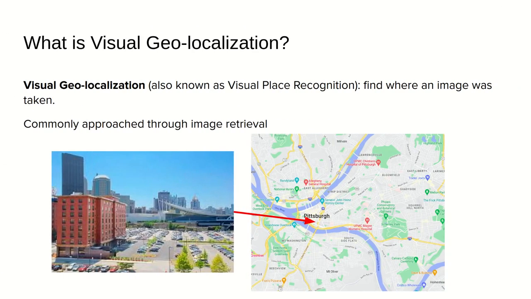This work focuses on the task of visual geolocalization, also called visual place recognition, which is the task of finding the location where a given photo was taken. This is commonly approached through image retrieval, where given a large database of images with GPS coordinates, the goal is to find the most similar match to the query.